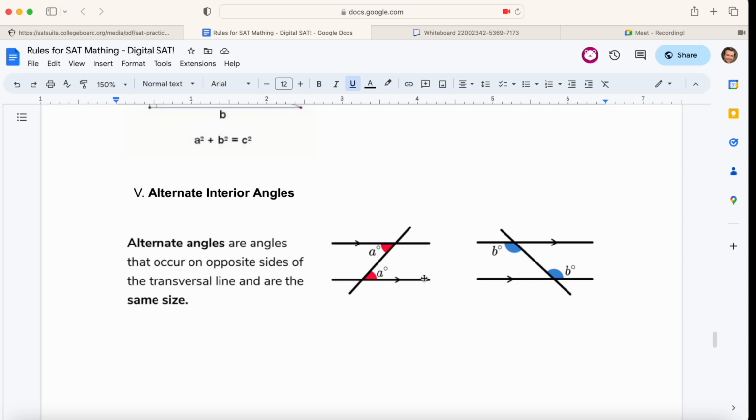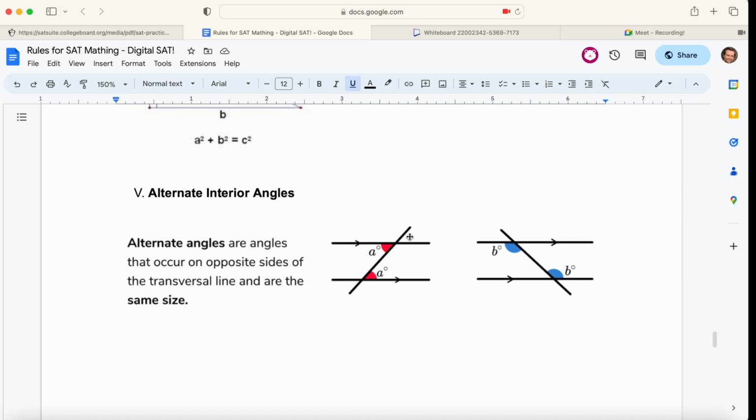I haven't seen that term transversal pop up in the SAT, but it's going to make sense with this description of alternate angles. So if you know that angle A, then the alternate angle on the opposite side of that transversal line is also A degrees, which means that this angle up here, right across from the top angle A, is also going to be A degrees because of vertical angles.